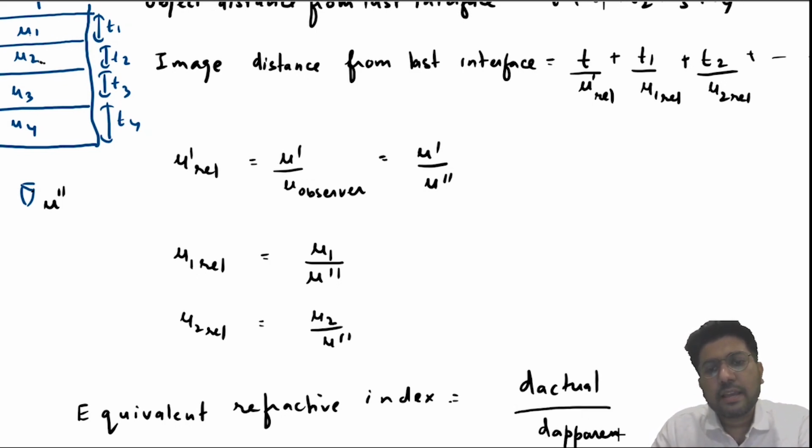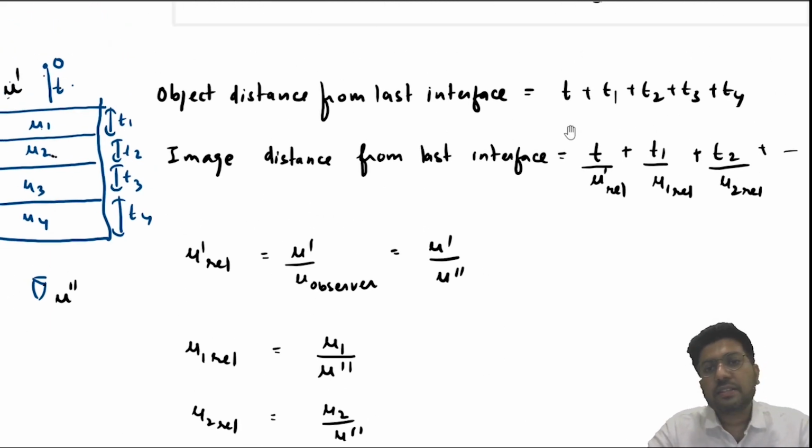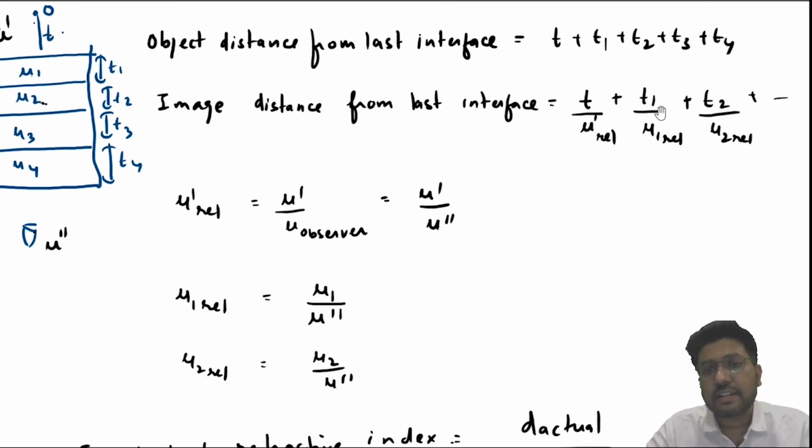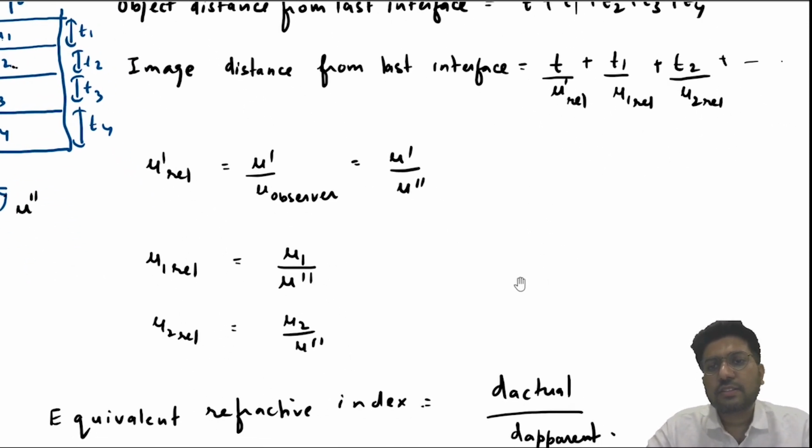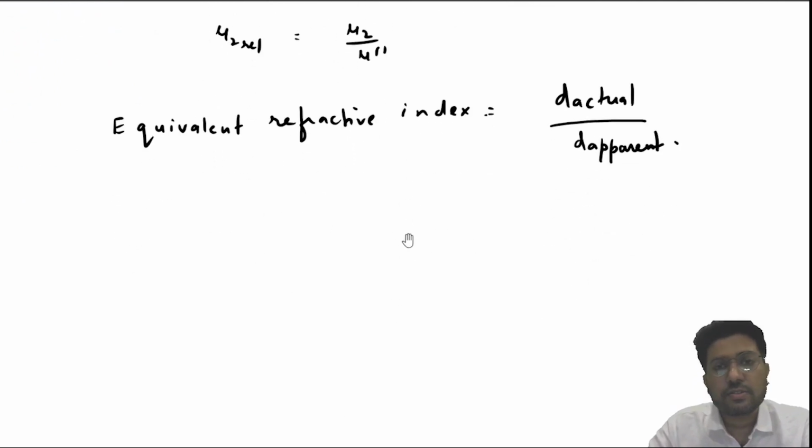Actual distance divided by apparent distance. This is called the equivalent refractive index. That is T plus T1 plus T2 plus T3 plus T4 divided by T by mu1 relative, mu dash relative, plus T1 by mu1 relative plus T2 by mu2 relative plus dot dot so on.